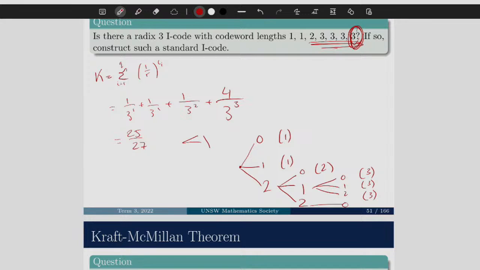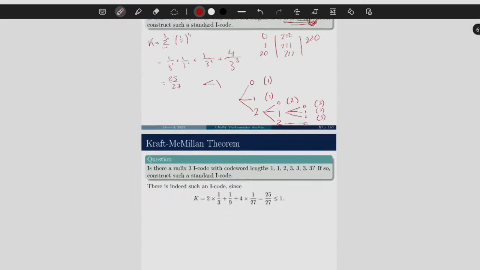And then what that's going to end up with is I have 0, 1, 2, 1, 2, 0, 2, 1, 0, 2, 1, 1, 2, 1, 2, and then 2, 2, 0. And that's my code words, essentially. This would be a very standard instantaneous code there.